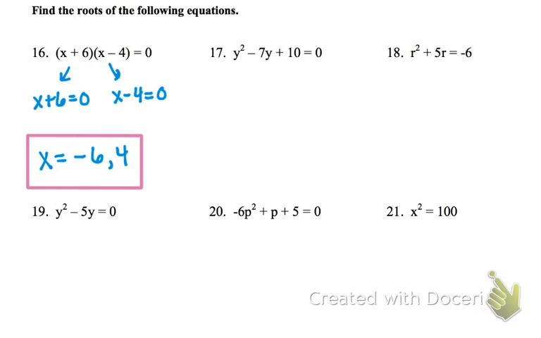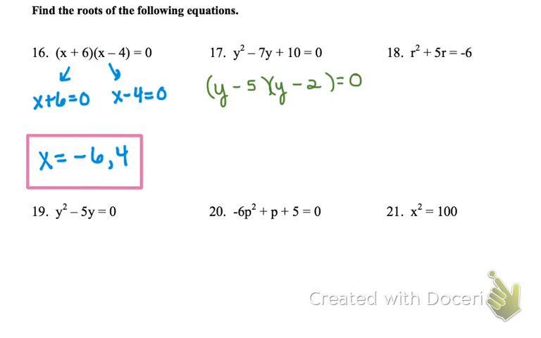Number 17, we're going to have to do a little more work. However, we do have 0 on the right side. So we need to factor the left. Because our leading coefficient is 1, we can go right into the double bubble. We don't have to use the box method. So we're going to ask ourselves what multiplies to positive 10 but adds to negative 7. Those two numbers are going to be negative 5 and negative 2.